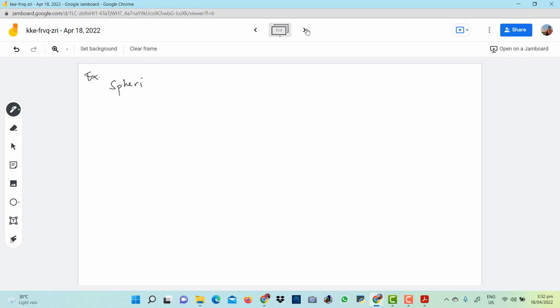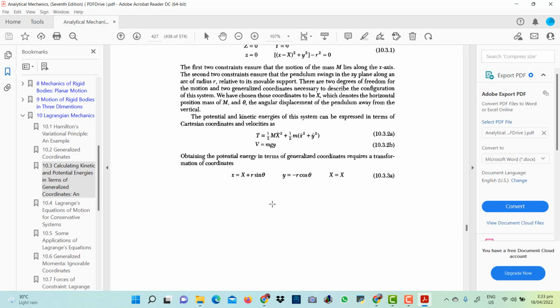For the simple pendulum, the motion is in the xy plane, only two dimensions. But for the spherical pendulum, you add another variable, phi, for your motion. So instead of swinging only back and forth, it can also swing sideways. The pendulum swings this way, and at the same time it swings that way. Okay, so it has this shape.